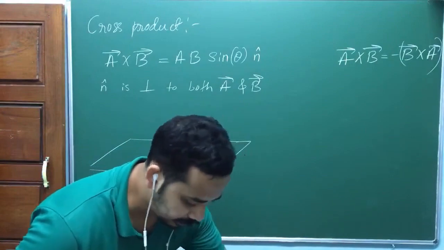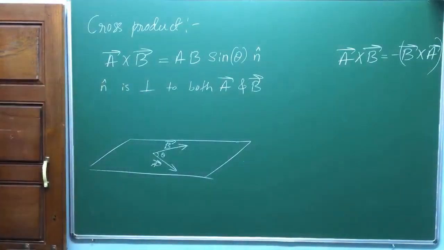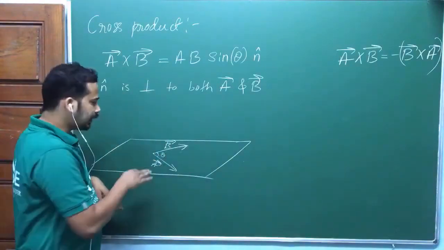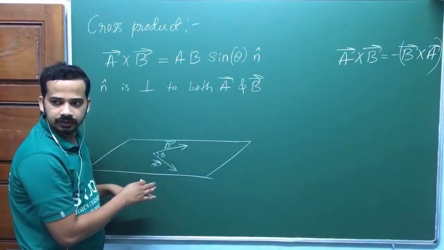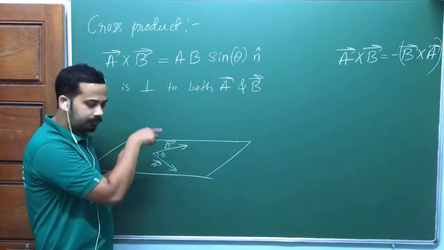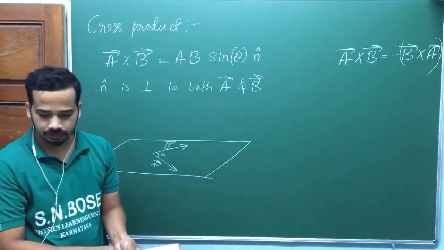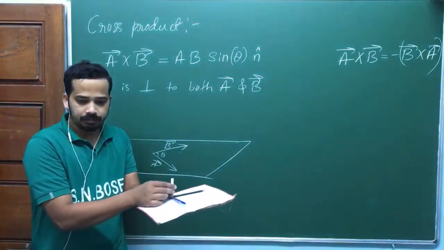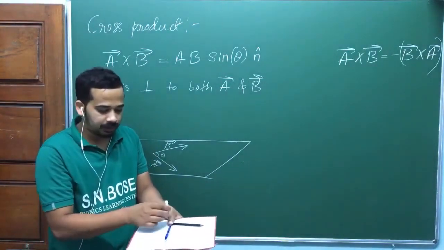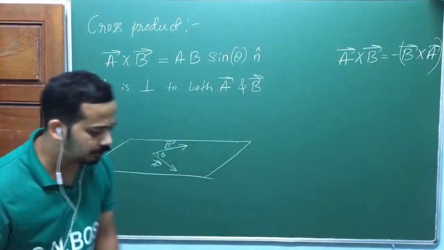Yes. Now look at here. Again, magnitude A, magnitude B into sine theta. What is the n cap direction? Again, I told you n cap is perpendicular to both A and B. Obviously, that n cap is perpendicular to this plane, isn't it? If you draw any line perpendicular to this plane, that is perpendicular to both A and B. If you draw any perpendicular to the plane, that perpendicular is perpendicular to both vectors, isn't it? So obviously that n cap should be perpendicular to the plane.